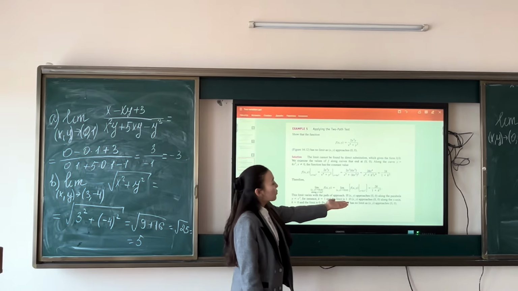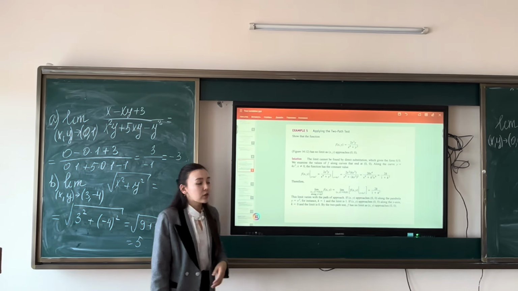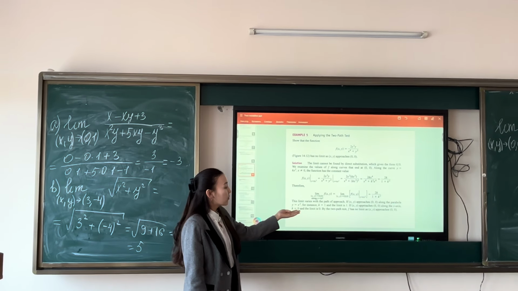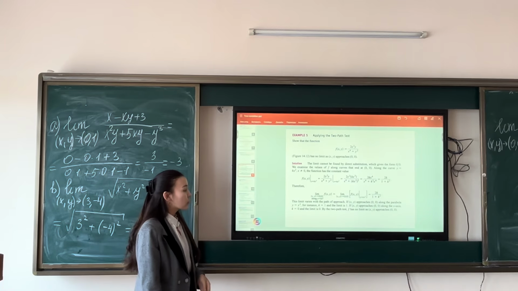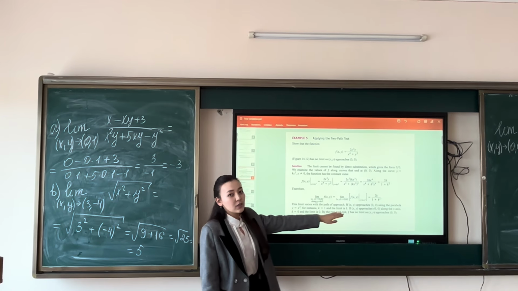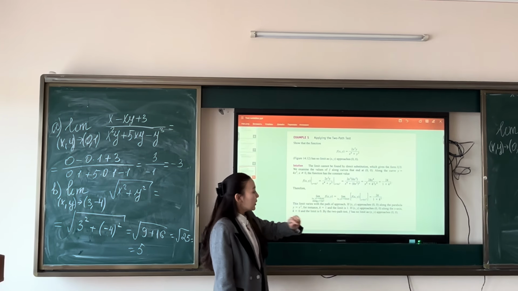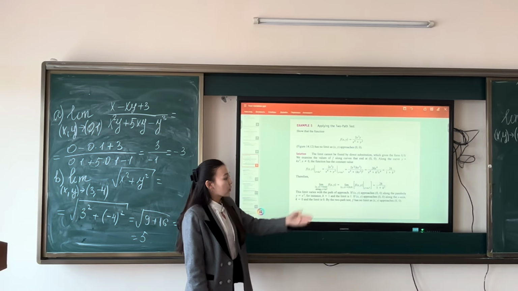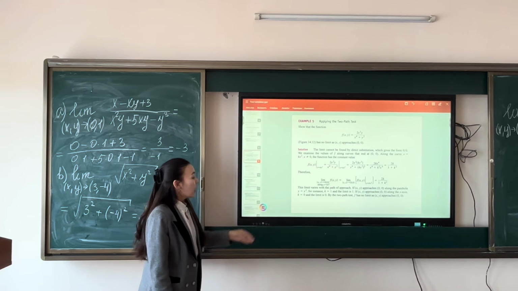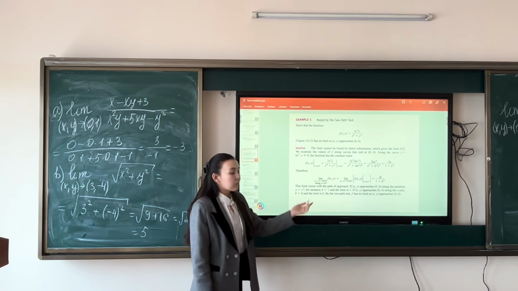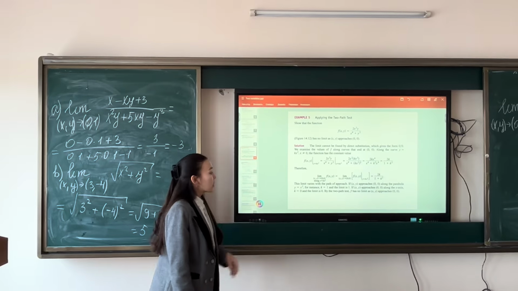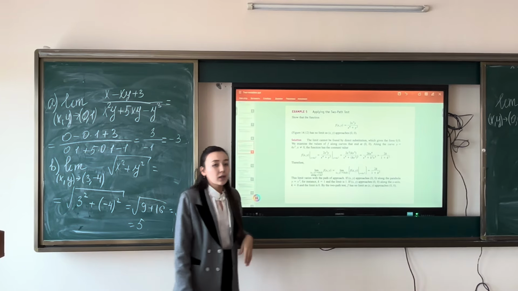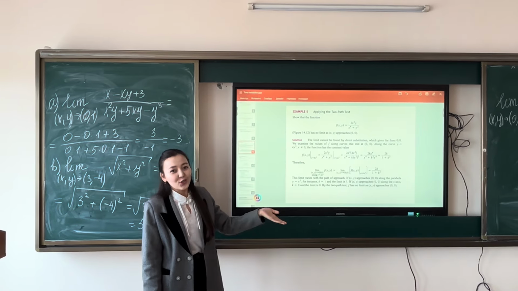If (x, y) approaches (0, 0) along the parabola y equal to x squared, for instance, the value is 1, and the limit is 1. If (x, y) approaches (0, 0) along the x-axis, the value is 0, and the limit is 0. By the two-path test, f has no limit as (x, y) approaches (0, 0).